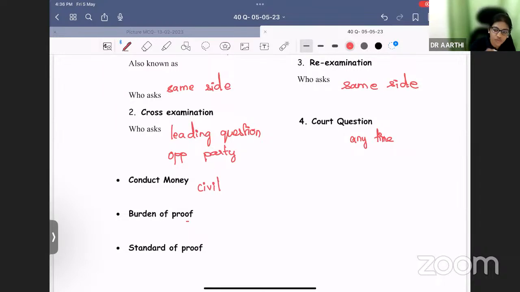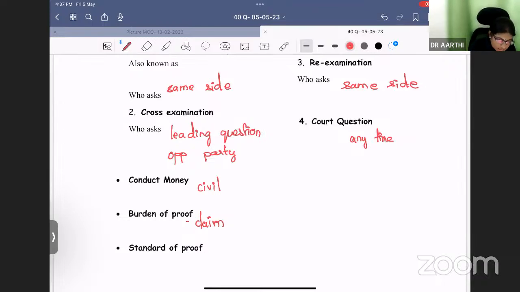The burden of proof: if any person X says that Y has committed an offense, it is the responsibility of X to prove that the offense has happened. It is always on the person who claims that there is an offense. So if the patient says that the doctor is negligent, the patient has to prove that the doctor is negligent, right? So that is burden of proof. Very rarely it shifts to the other side, right?